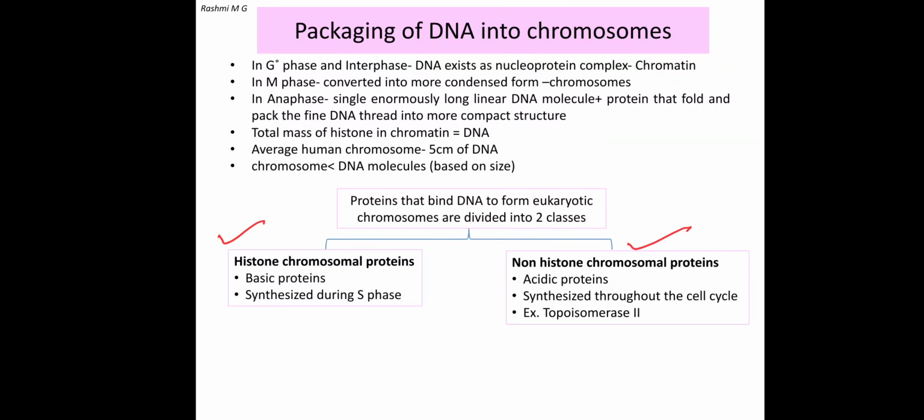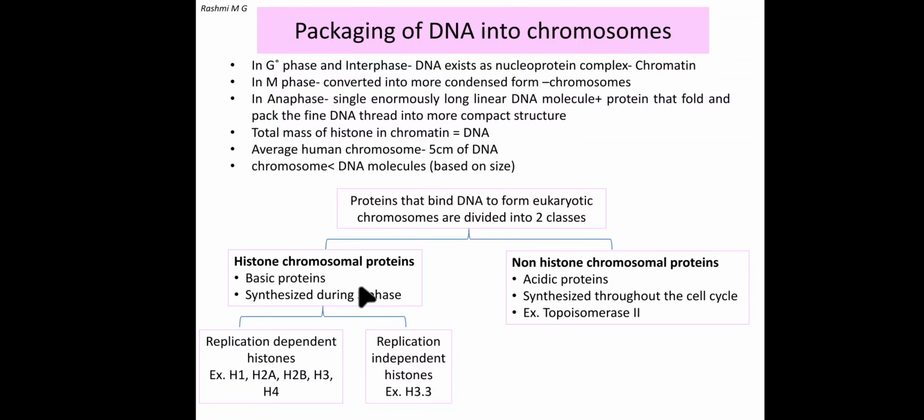So these histone chromosomal proteins are basic proteins and they are synthesized during S phase. Non-histone chromosomal proteins are acidic in nature, they are synthesized throughout the cell cycle, for example topoisomerase.